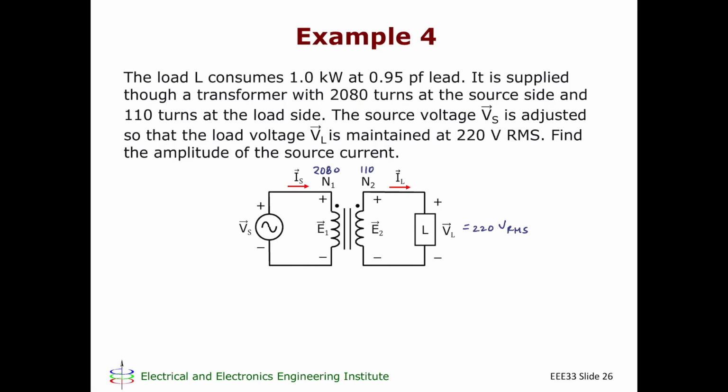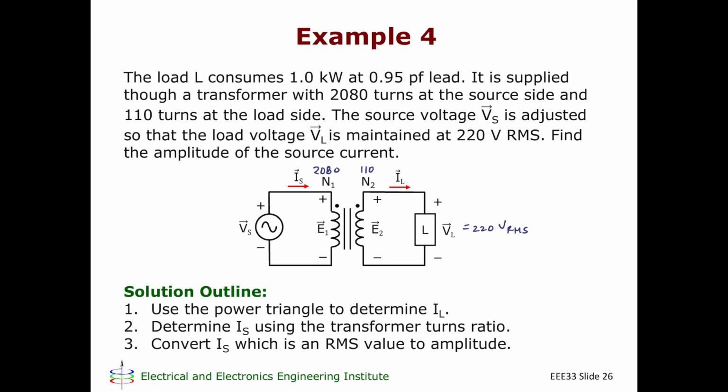Here is my proposed solution outline. Using the power triangle, I can determine the RMS value of the load current, which is I sub L. And then since I know the turns ratio, I can now determine the RMS value of the source current. And then I convert from RMS value to amplitude. So note that there is no need for phasors. We can work with RMS values.